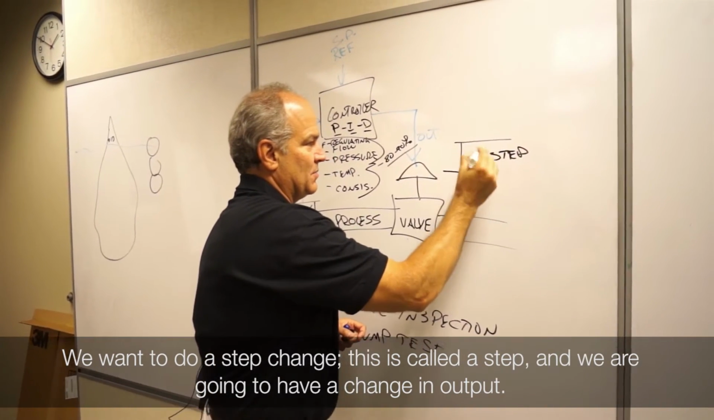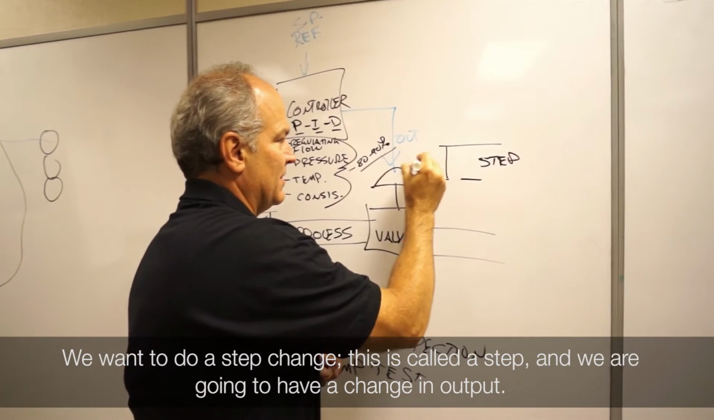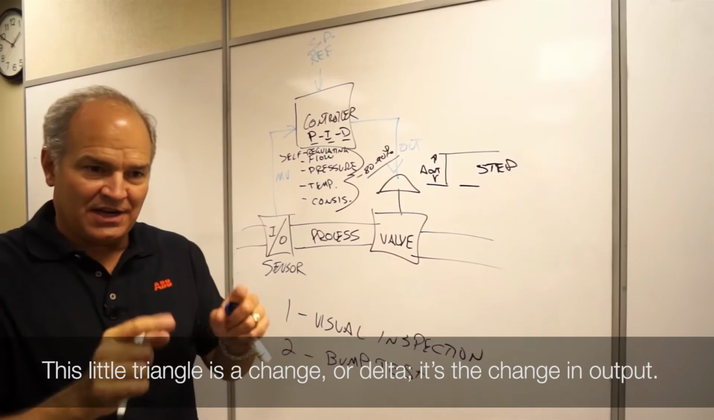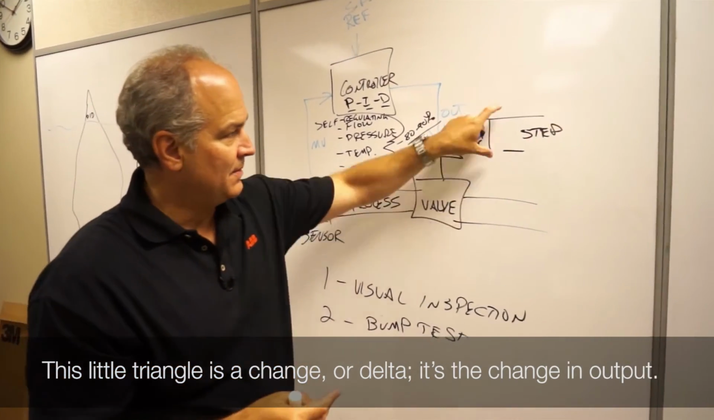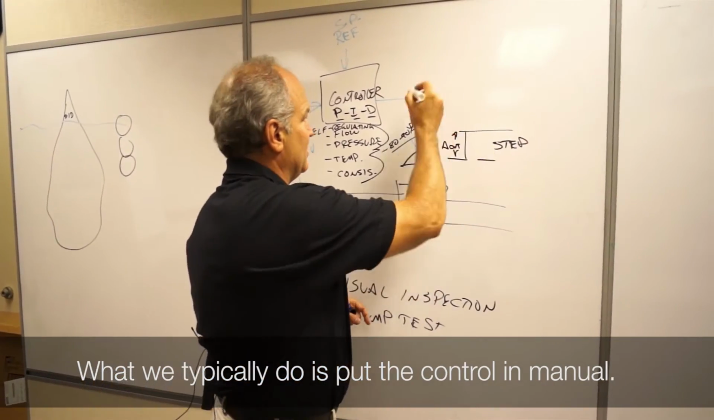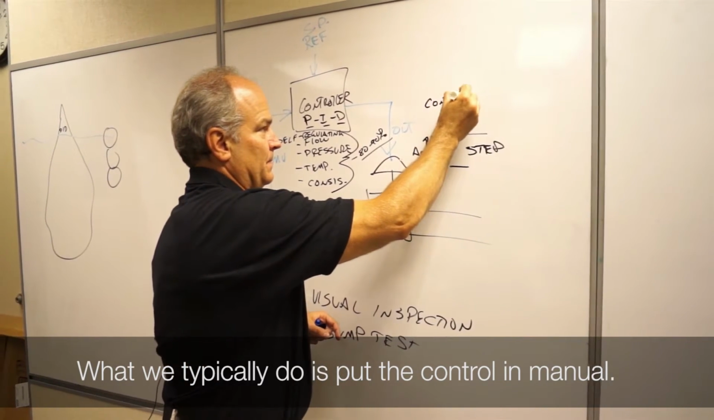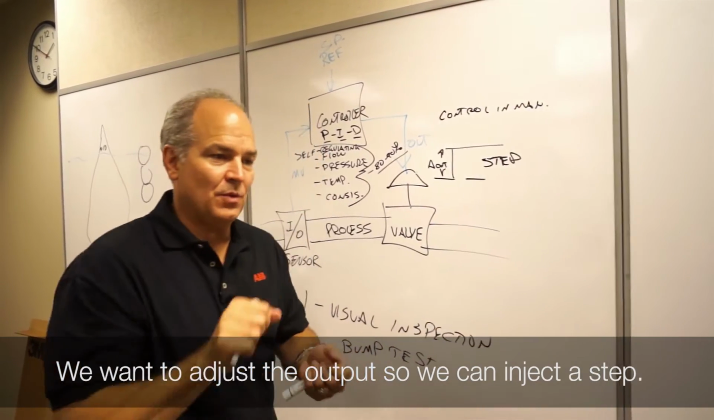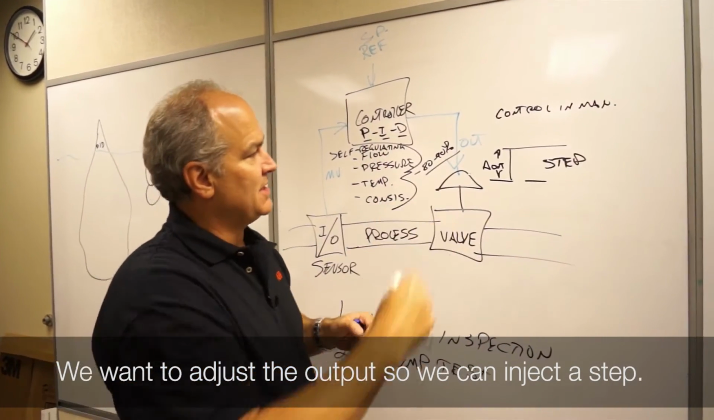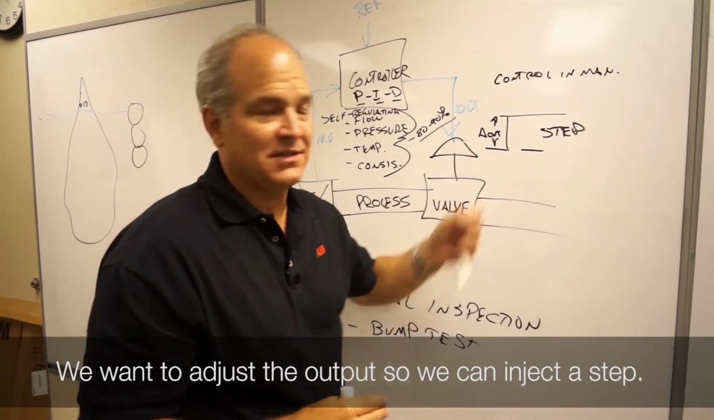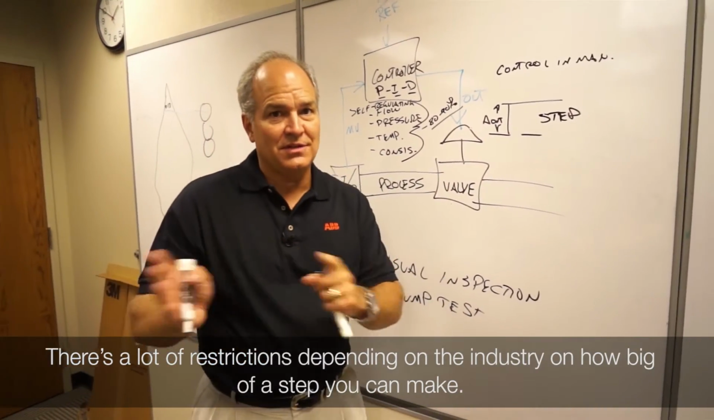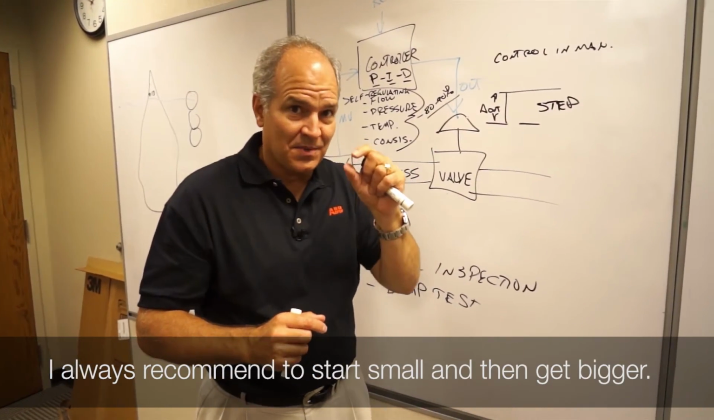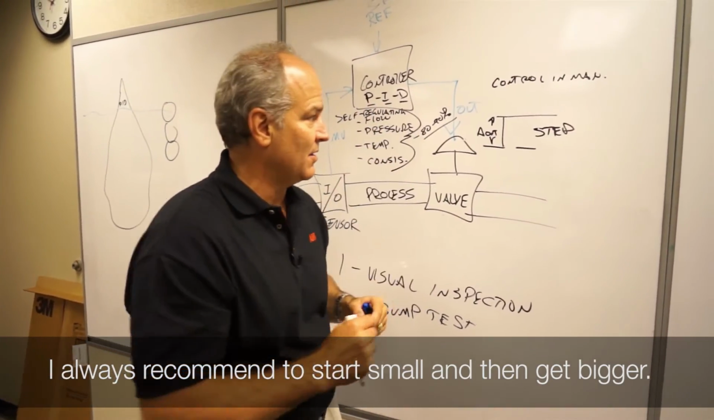And we're going to have a change in this thing called output. This little triangle is a change, or a delta. It's the change in the output. Typically we put the control in manual, so that we can adjust the output and inject a step. There are a lot of restrictions depending on the industry on how big of a step you can make. I always recommend start small and grow and get larger.